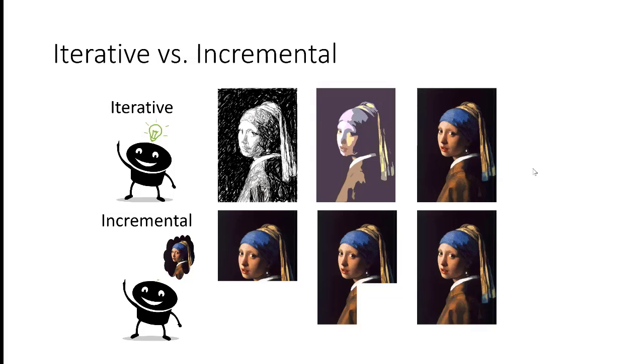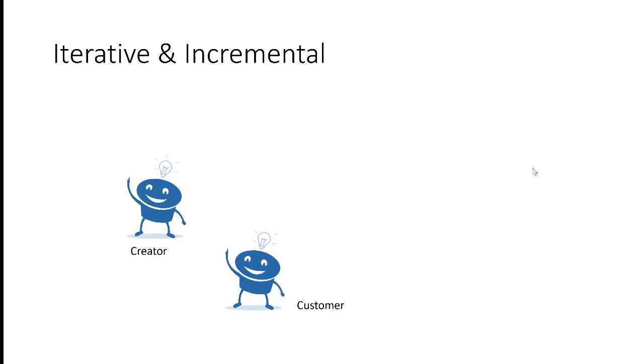So one of them works when you have an idea. The other one works when you have conceived something that you already know. But there's another approach that combines the two. If you have a customer who has an idea and a creator who is making that thing go, how do you work together? Well, do something called iterative and incremental.